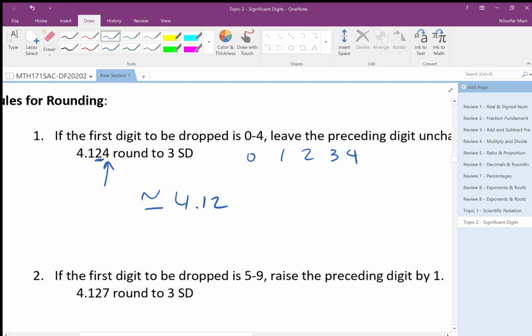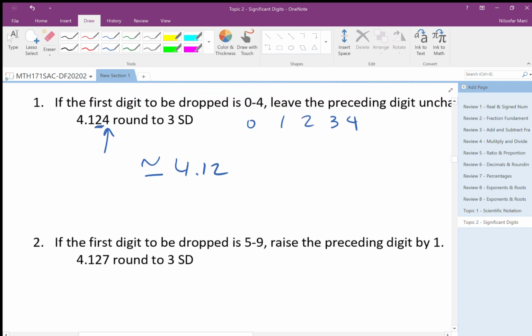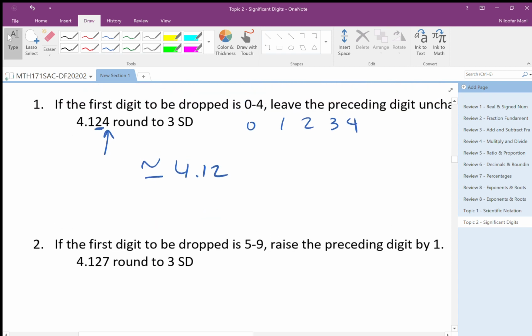Okay? But if I want to round to three significant digits, and if the next one is 5, 6, 7, 8 or 9, these five digits, I go up. So I round to this. Okay? 4.13. Remember, I never go down.